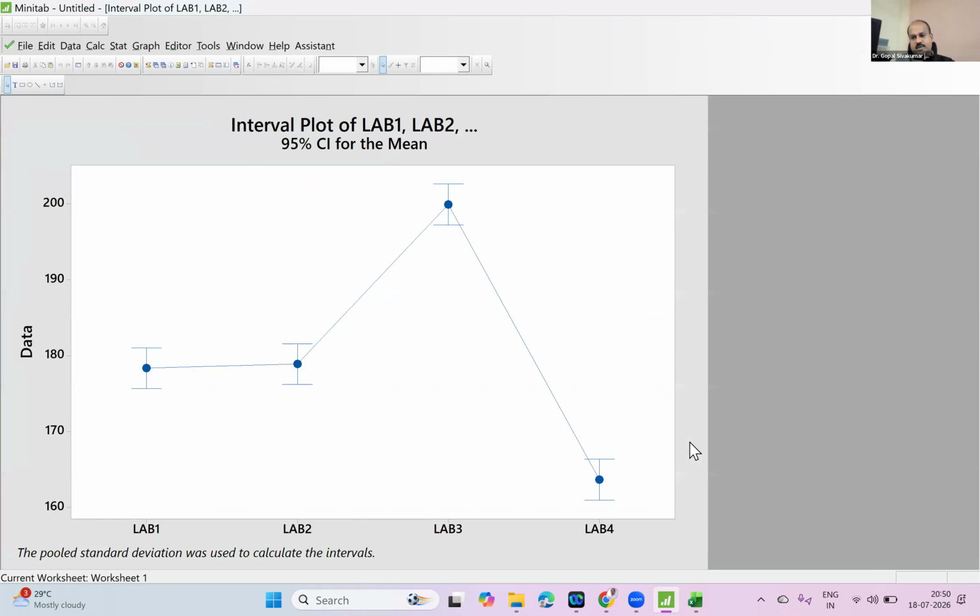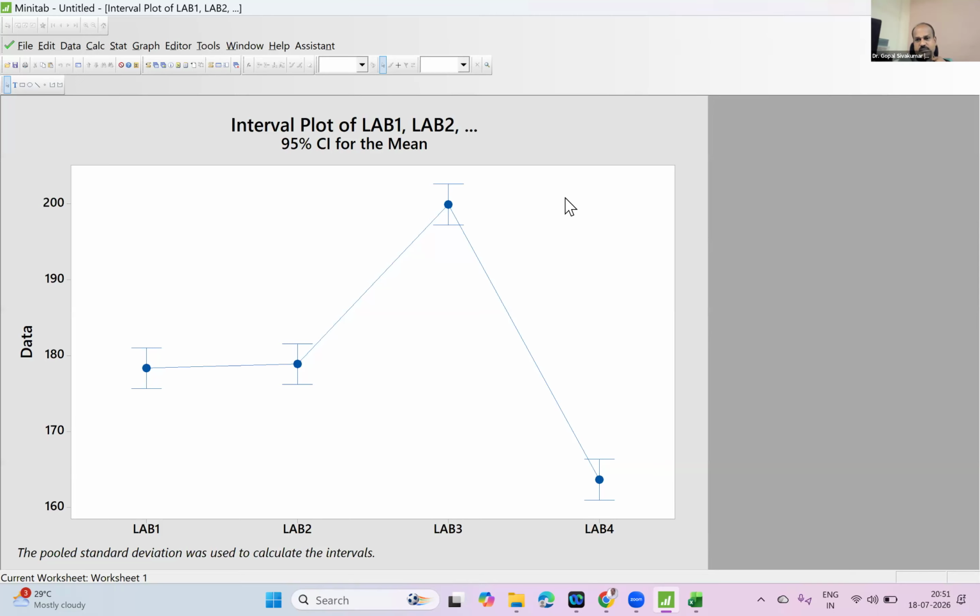And the interval plot, Minitab has generated the interval plot for me. Look here, all of you. Can you see the I section for lab 1, lab 2, lab 3, lab 4? This is the average of lab 1. Can you see what this interval is? It is written here, 95% confidence interval for mean. This is the upper limit and this is the lower limit. Lower limit is 175, upper limit is 181. In the same manner, you have the average for all 4 labs.